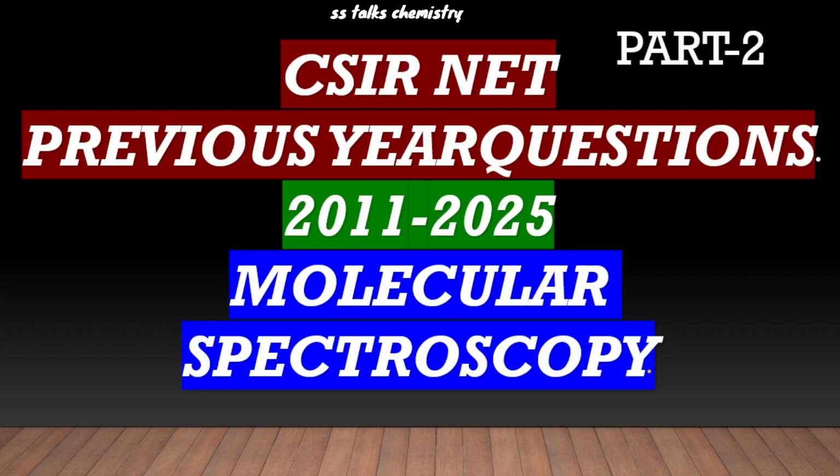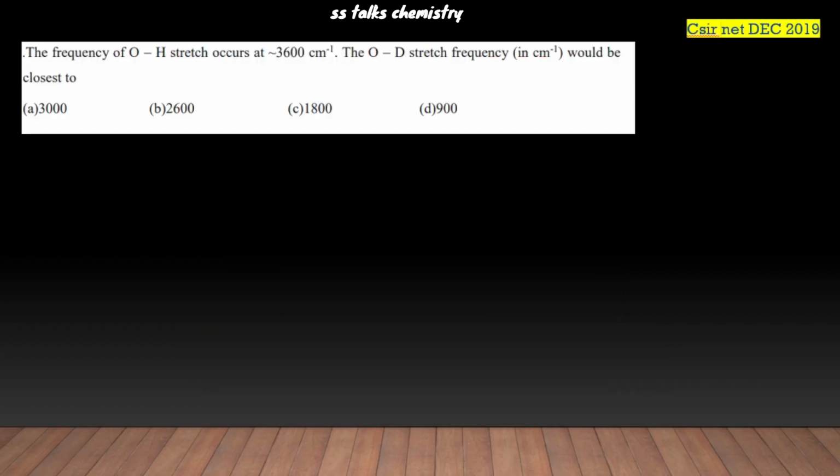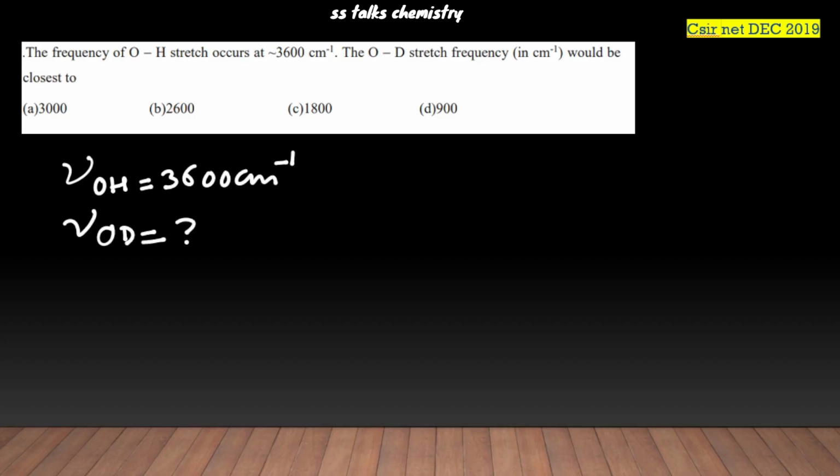Okay, so now let's start with the questions. The very first question, as I said, is from the CSIR NET exam conducted in December 2019. The question says the frequency of the OH stretch occurs at 3600 centimeter inverse. The OD stretching frequency in centimeter inverse would be closest to what? So the stretching frequency for the OH bond is given as 3600 centimeter inverse, and the stretching frequency for the OD bond is being asked. So the isotopic labeling concept is being used here.